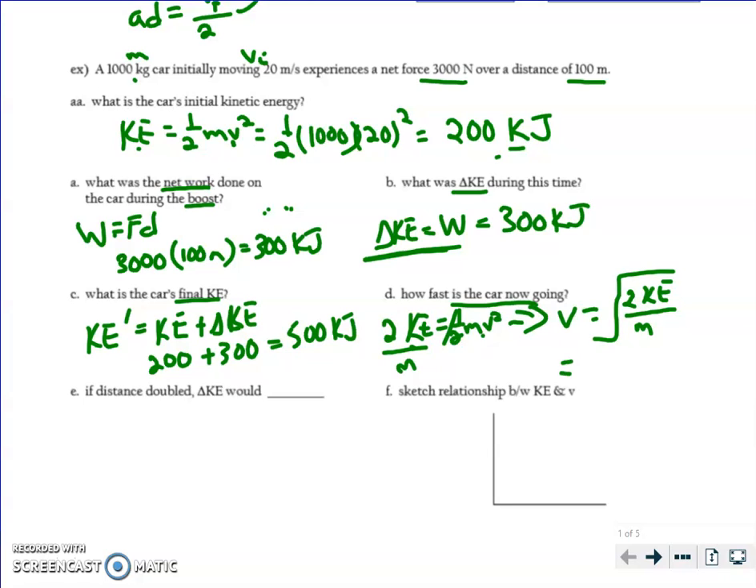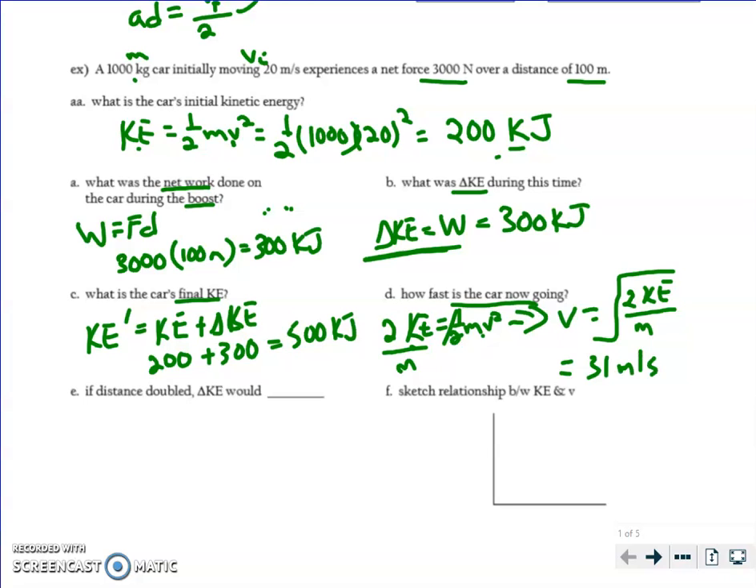So let me punch that out on the calculator. And you can certainly do that. 2 times, don't forget to put in the 500,000. Don't put in 500. Oops. Divided by 1,000. And then don't forget to take the square root. And you get about 31, I'm just rounding, meters per second.